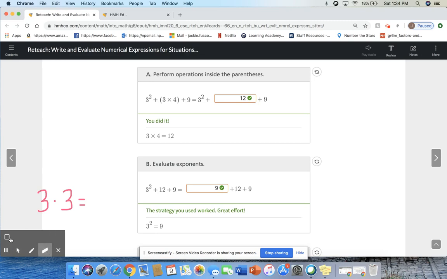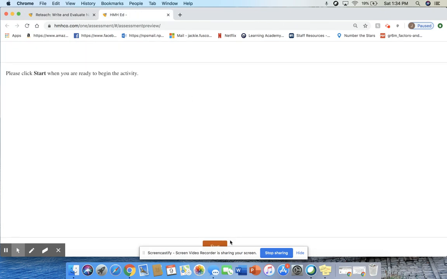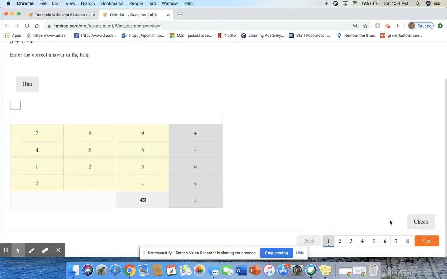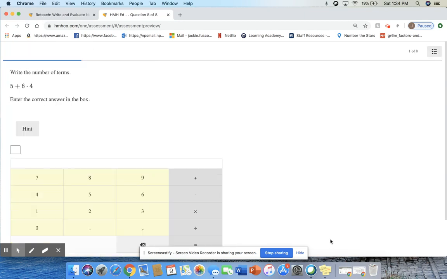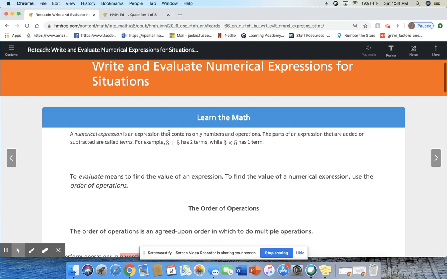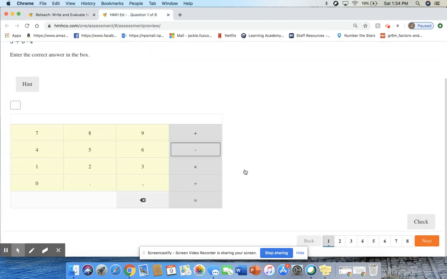Okay, let's get rid of the writing. Now I want to show you what you're going to do on your own. Using Ed, you are going to complete the reteach, but do the math. If you click start, you'll see that you have 8 problems to do. For example, it might not ask you to solve. You need to read what the question is asking you. Write the number of terms. We may always go back and look at our notes and remind ourselves what terms were. For example, 3 plus 5 has 2 terms, while 3 times 5 has 1 term. So remember the notes that we've gone over.